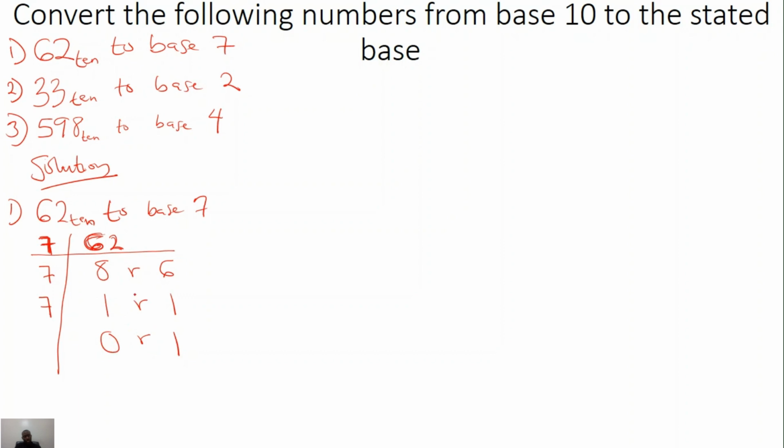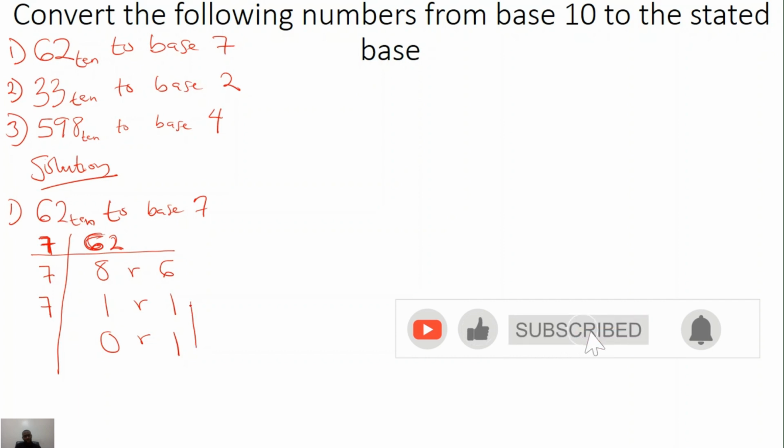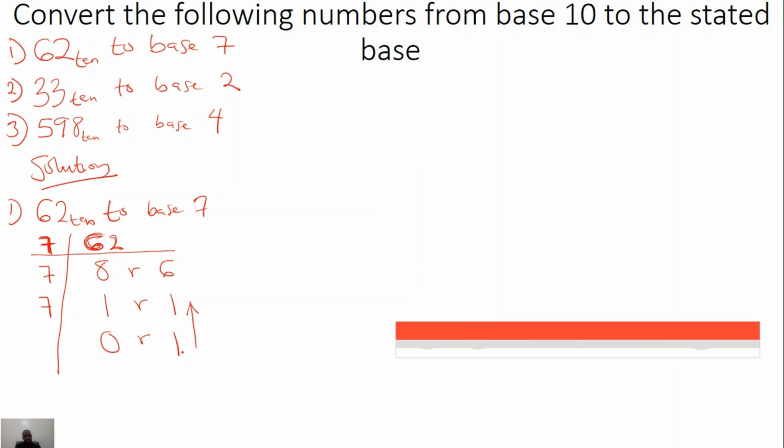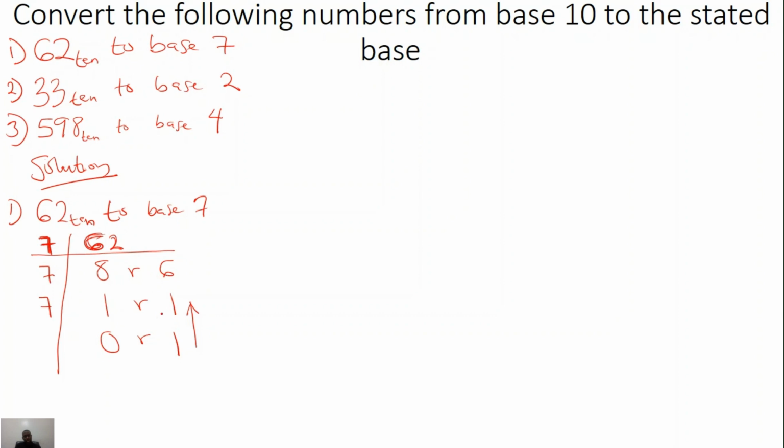So, having repeatedly done this division until we get 0, we will now take note of these numbers in the reverse order, starting from the one below to the one above. So this will give us 116 base 7. Therefore, 62 base 10 is equal to 116 base 7. And this is our final answer.